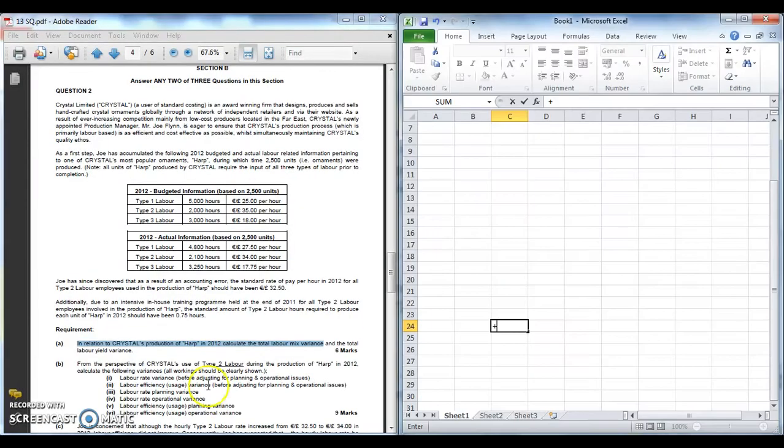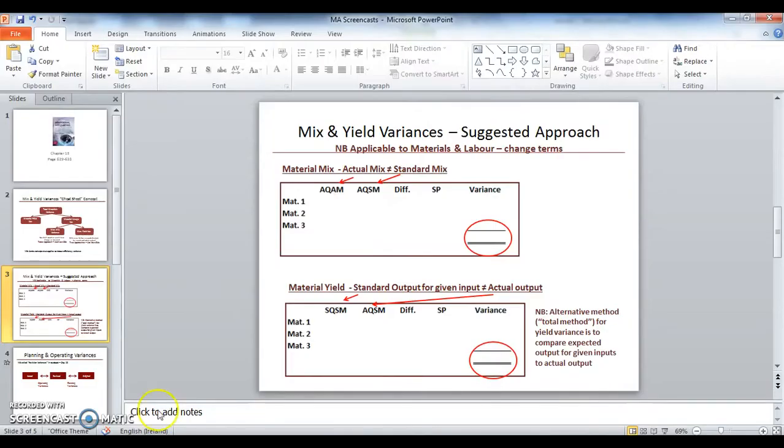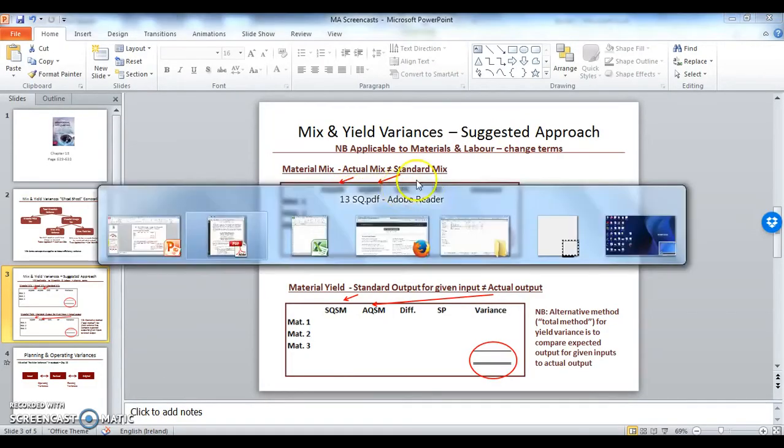So if we go back to our question, we're told we need the labour mix variance and the labour yield variance. We're given information about the labour for 2012, both budgeted labour for 2,500 units and actual labour for 2,500 units. You'll note there are three different types of labour at different prices, and they can be used interchangeably, therefore you can have mix and yield variances. The first thing I suggest to students is to set up your table for the mix: AQAM, AQSM.